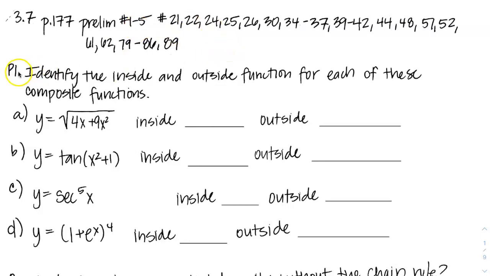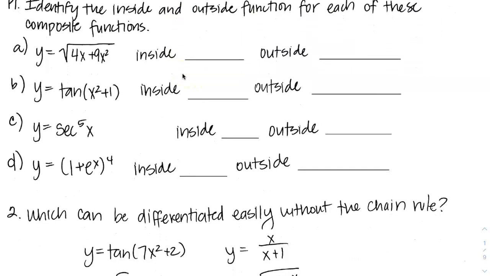Worksheet. Problem 1, identify the inside and outside function of each of these composition functions. Well, that's super important for chain rule. You gotta know what inside outside is. So like here, inside is this guy, 4x plus 9x squared. Right, and if you take that away, there's just like an x here that you're subbing into, so it's radical x. Y equals tan of x squared plus 1.